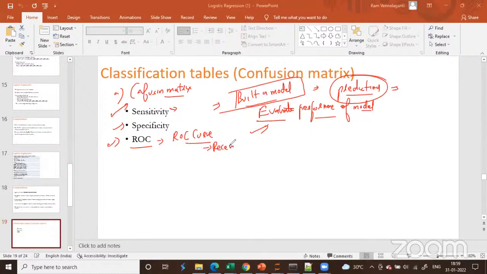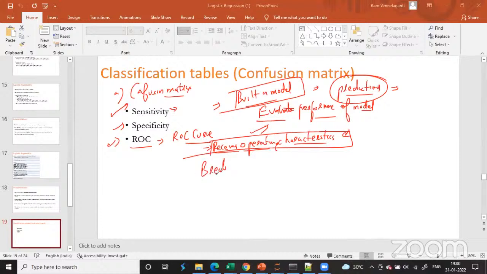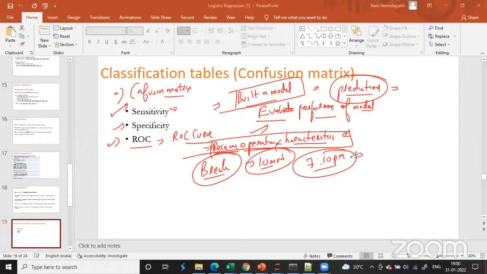Full form is receiver operating characteristics. That is the idea what we are supposed to do. So both these methods we are going to see. Confusion matrix and ROC curve we are going to discuss after a break. So we are going to take a break here for 10 minutes. We are going to come back and we are going to continue our discussion on confusion matrix and ROC curve.